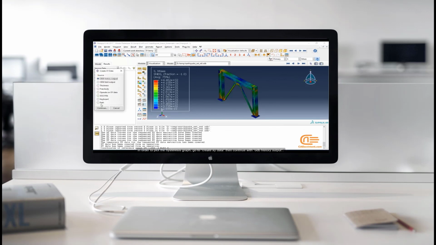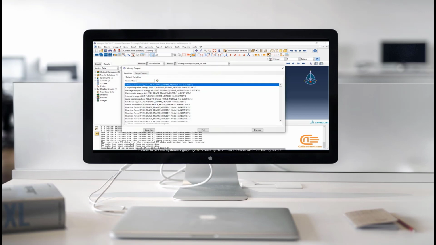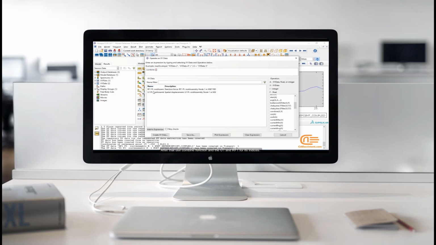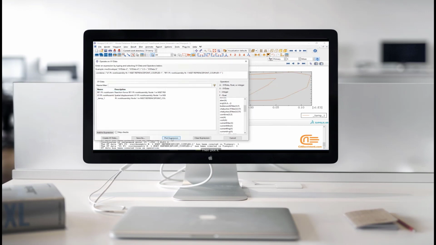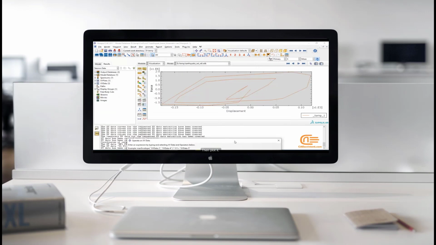In order to plot the hysteresis graph, go to Create XY Data, then continue with ODB History Output. After that, use Combine function and the U1 and RF1 for its indices, then plot it.